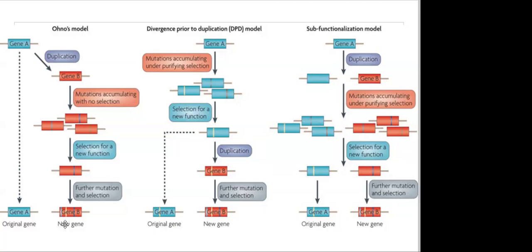Those changes lead to changes in the gene, which lead to changes in the protein structure, which lead to changes in the protein function. So that is the gene divergence. You have the duplication, and then they diverge and change and give different functions.